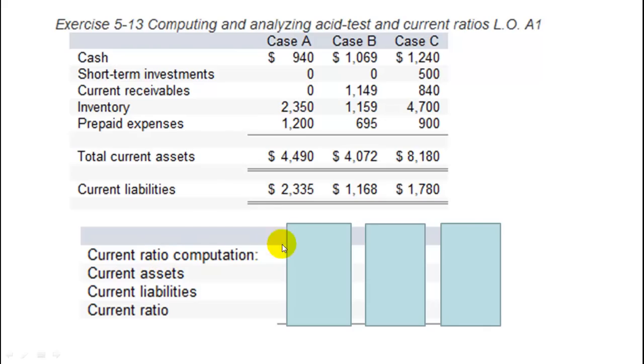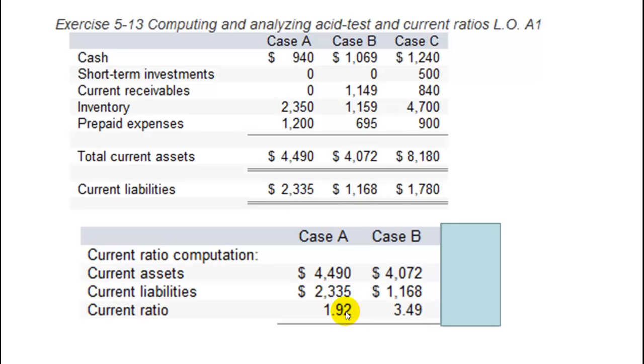So the calculation for current ratio would be current assets for each of these three cases divided by current liabilities, and that would give you your current ratio. So for case A, it'll be the total current assets of $44.90 divided by the total current liabilities of $23.35 to get a current ratio of 1.92.